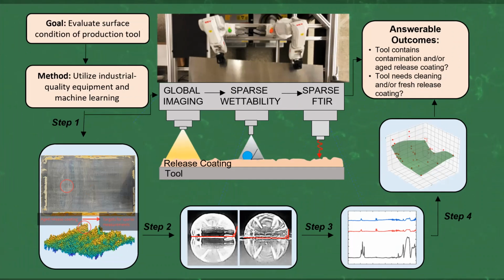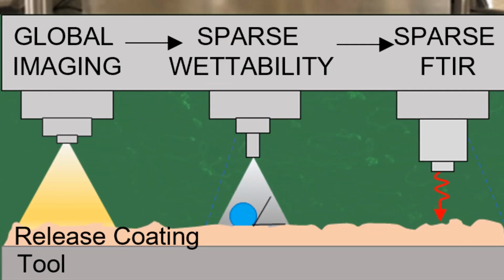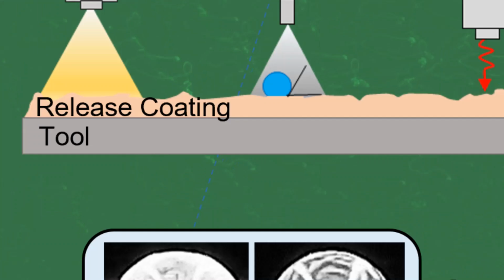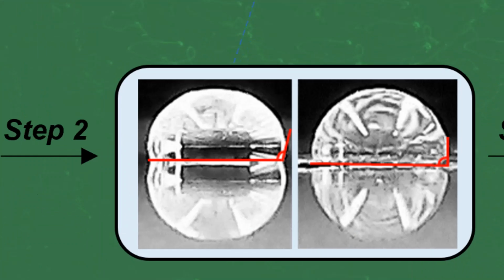The second step is to take sparse wettability measurements on targeted areas that were identified during image analysis. During this step, water droplets are dispensed on the tool surface where their contact angles are measured to provide estimations of surface free energy. This step can be used to detect the age of release coating or contamination on targeted zones.